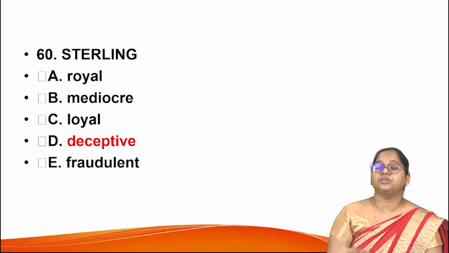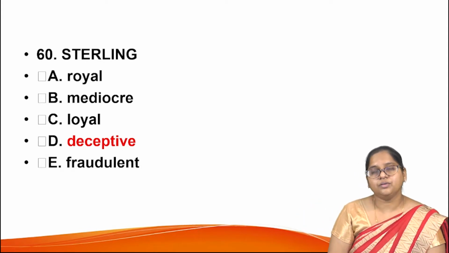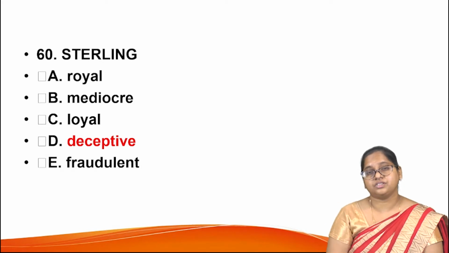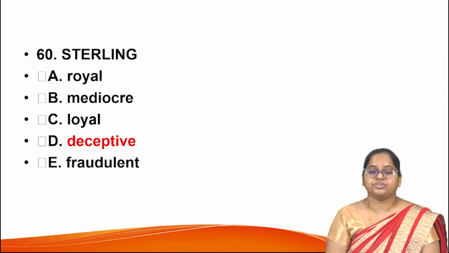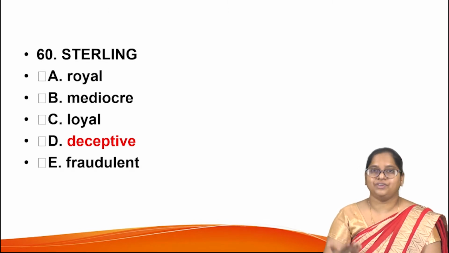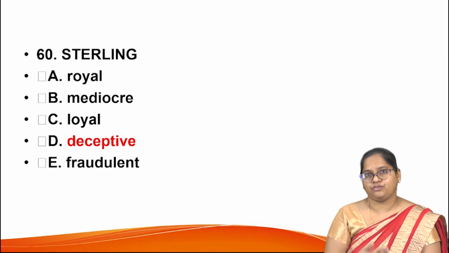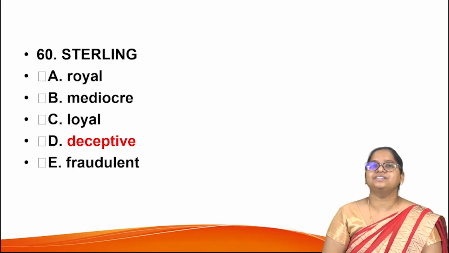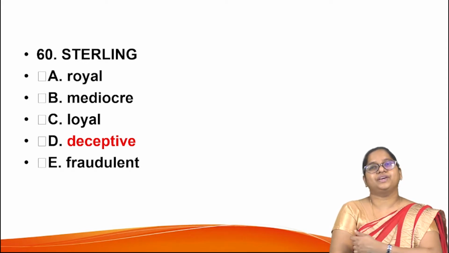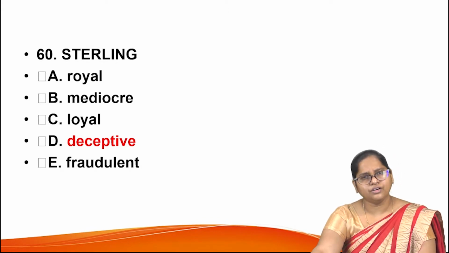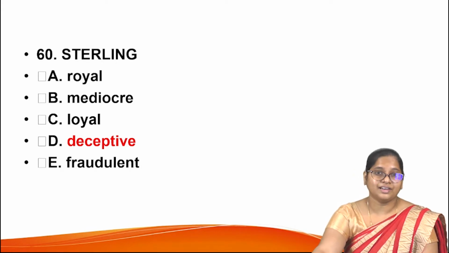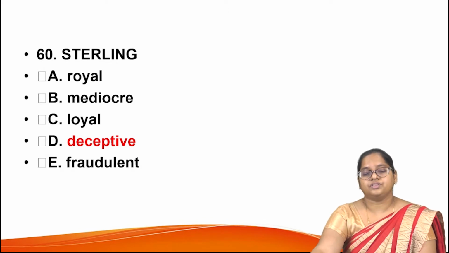Sterling again. Now let us think about the options. We have discussed the options given: royal, mediocre, loyal, deceptive, fraudulent. Basically, we understood the meanings of all 5 options given. But what is the meaning of the question word, sterling appearance? It is very good, appearing to be very moral and righteous. So obviously option D, deceptive, is the right answer.